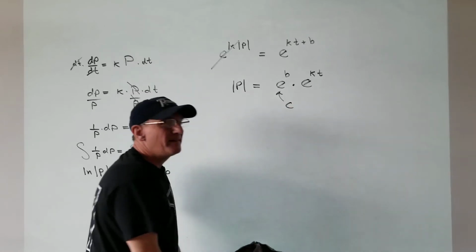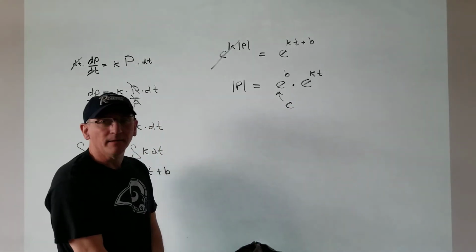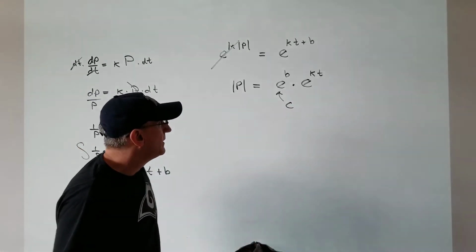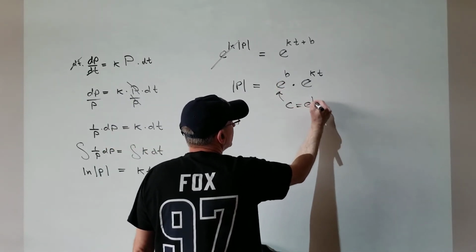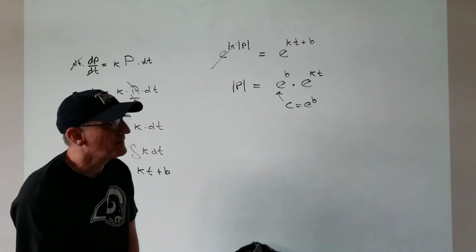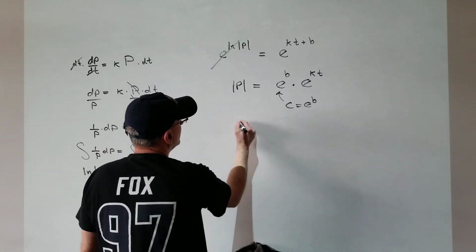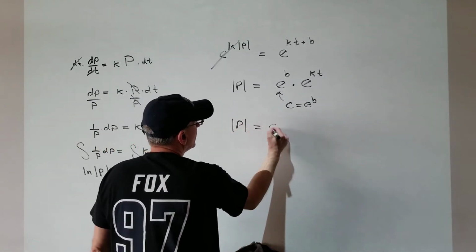I've got this letter C here. It represents a constant, and I'm going to give it a job to do. You will represent e to the b. Designate. Not a necessary step, but it makes for a cleaner solution. So now I have this.